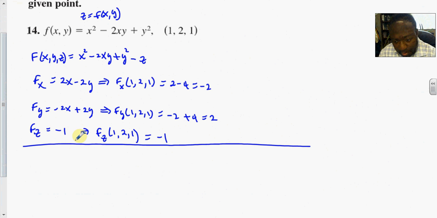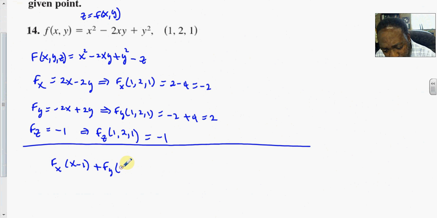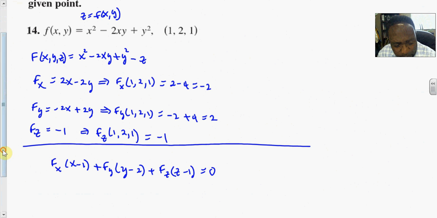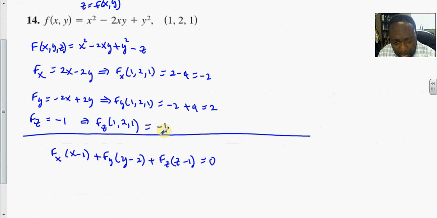Now with that, to build the equation that you want, if you recall back from algebra, these partial derivatives are really just the direction numbers for the vector. So x is said to move toward negative 2, y is said to move toward 2, and z is said to move toward negative 1. And so we build based on the formula. This is the partial of f with respect to x, times x minus 1, plus the partial of f with respect to y times y minus 2, plus the partial of f with respect to z times z minus 1. That's equal to 0. We put those direction numbers in, negative 2, 2, and negative 1.